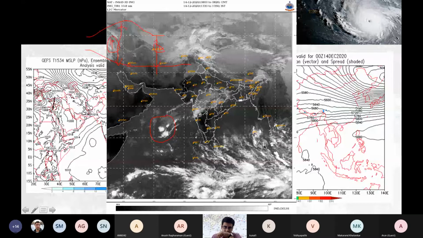See, is it clear? So if it comes closer it means low pressure, and if it goes away it means high pressure. Correct, no, sir? Those lines. Yes. Correct.